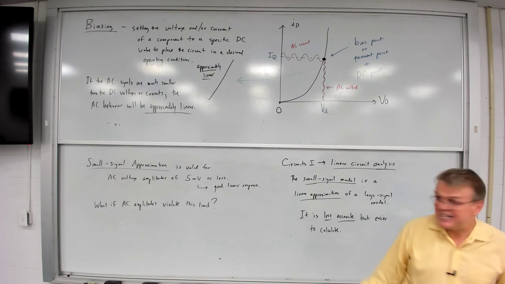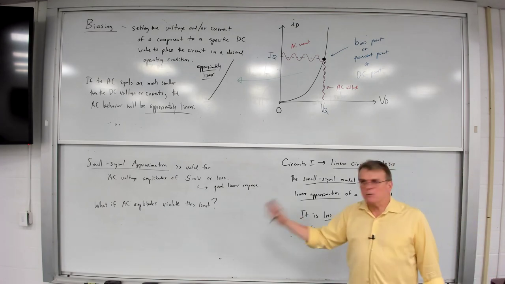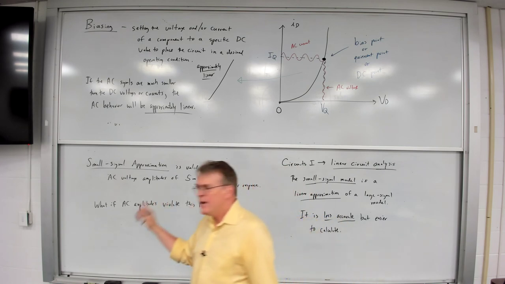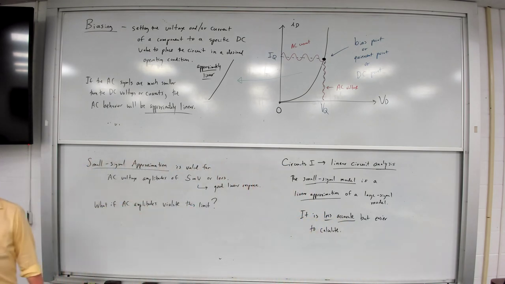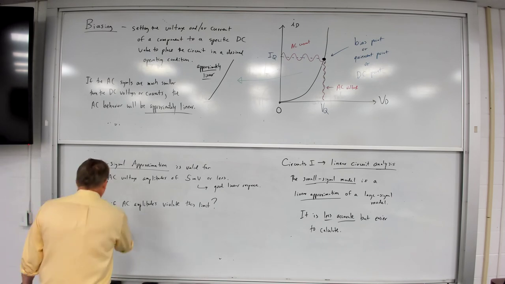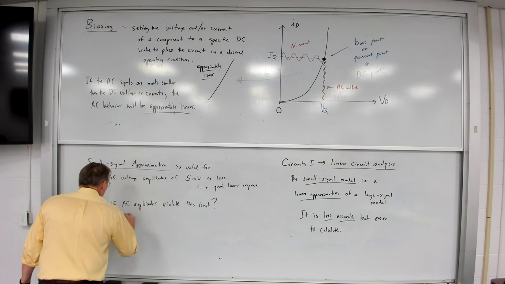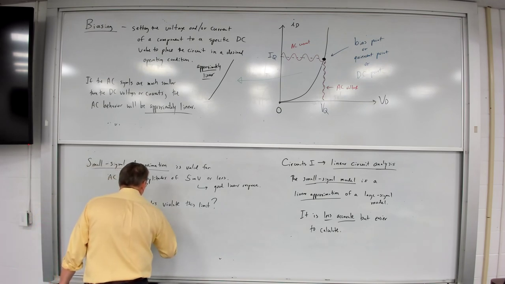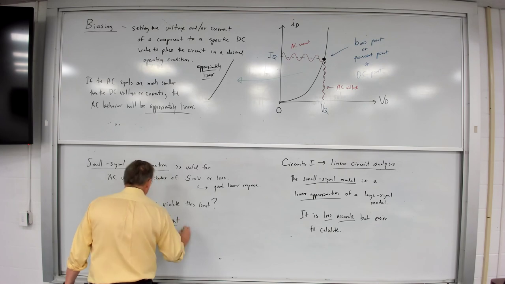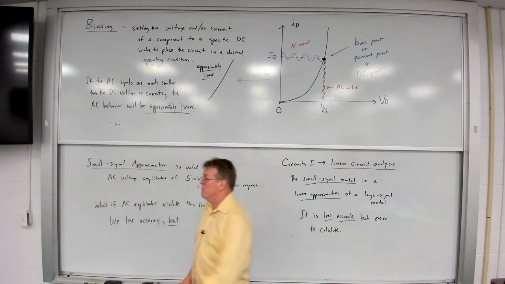It becomes less accurate. Exactly. That's exactly what happens. So it's not that it is useless if we exceed this limit of 5 millivolts. What happens is we lose accuracy. But the technique is still very useful.